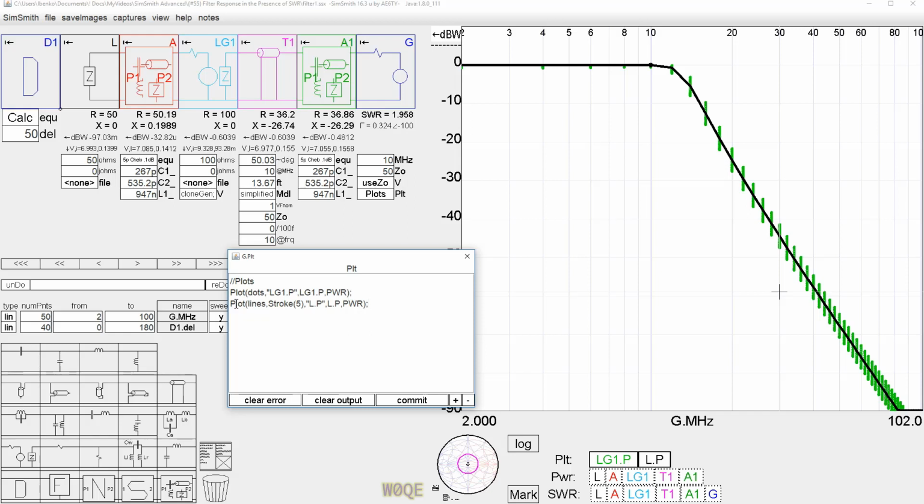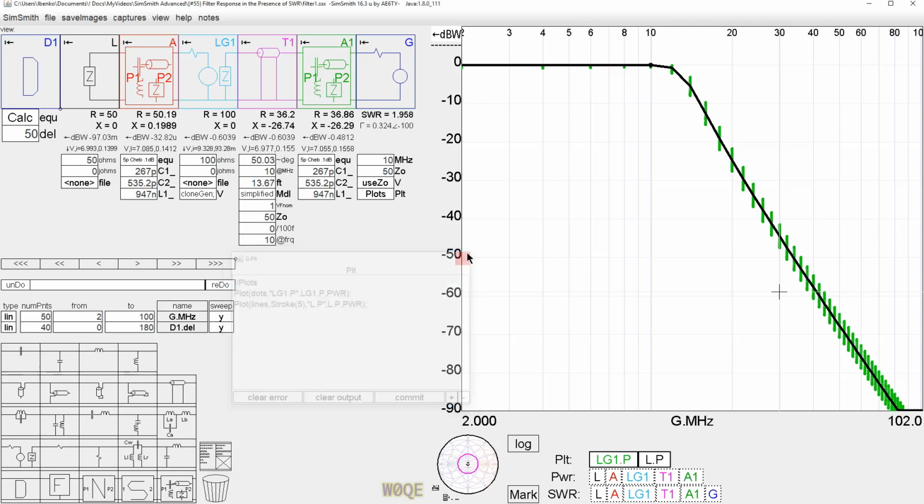So I plot down here second. I want to plot this one second, so the black line's on top. So I plot the dots first. The dots are for this filter, and so plotting dots of the power into the load here at LG1, and then when I follow it up with plot a line, which is the black line, it's stroke of 5, so its width is 5, and I plot the power at the load L here. And this is what I get.